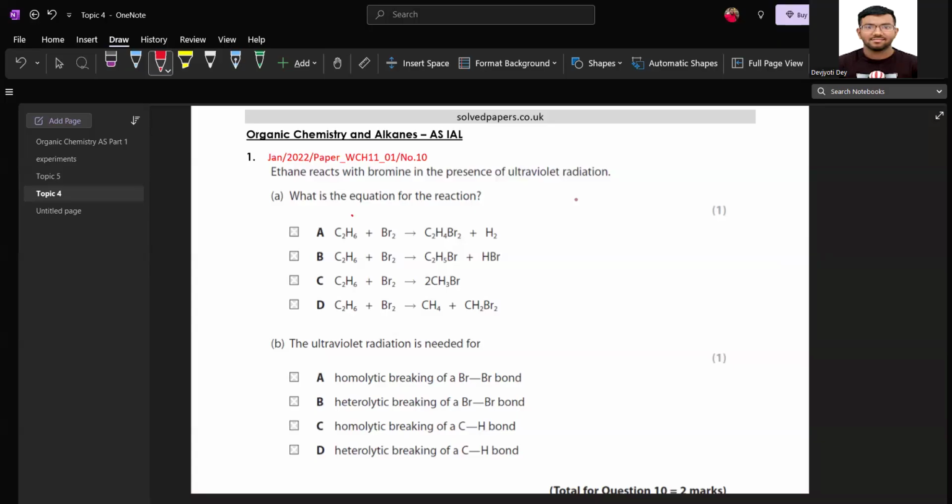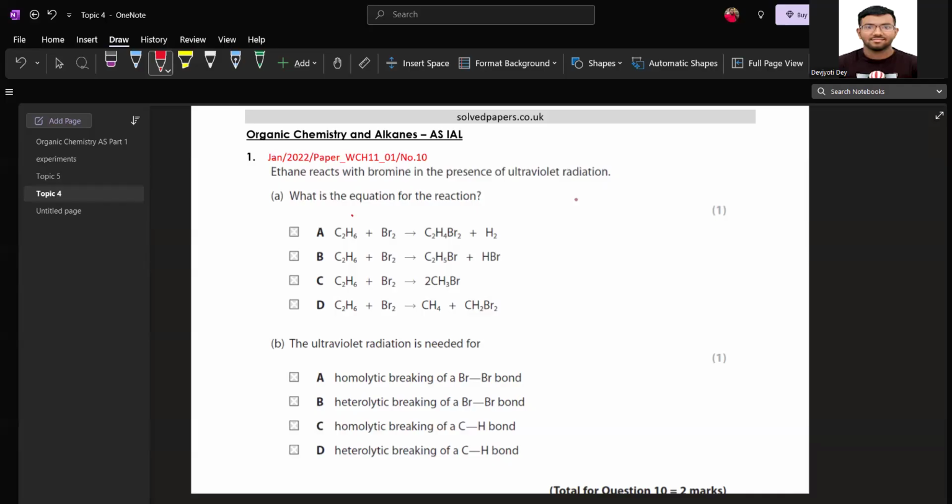Whenever an alkane reacts with a halogen, a substitution reaction takes place, and this takes place in the presence of ultraviolet radiation. In the substitution reaction, the halogen basically replaces one of the atoms. In this case, it replaces a hydrogen atom and takes its place. So we can clearly see that one of the hydrogens has been displaced by bromine in option B, and the displaced hydrogen reacts with another bromine molecule and produces HBr.